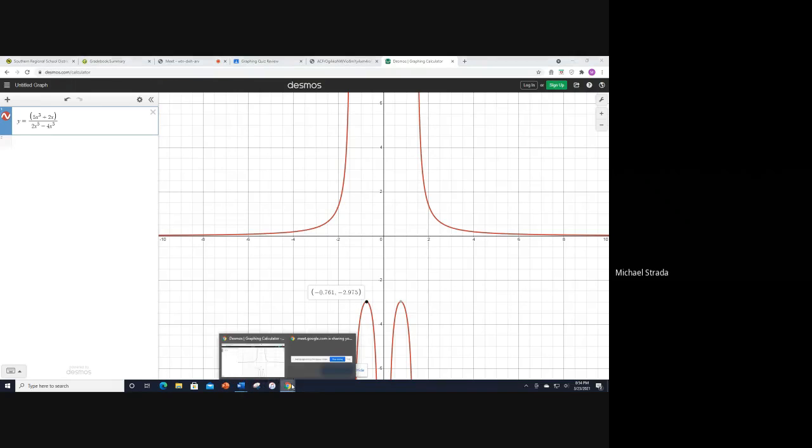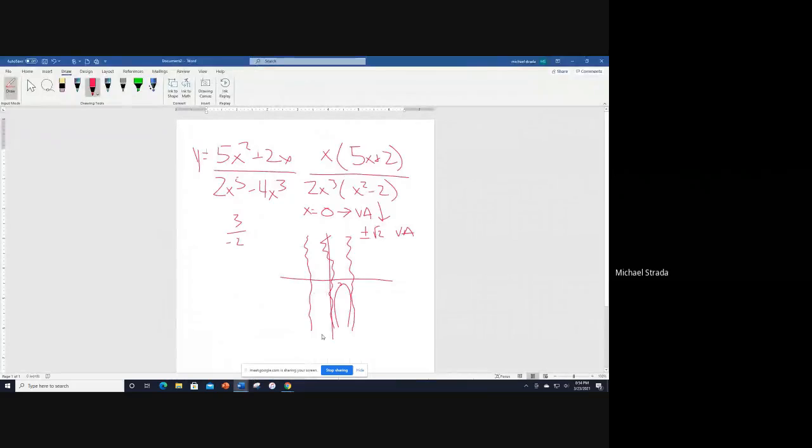Let me go back to the graph and analyze. So negative 1, 5x cubed plus 2x. Negative 1 cubed is negative 5. Negative 5 plus 2 would be negative 7. And then 2x to the 5th would be negative 2. Negative plus 4 would be positive. Okay, so negative 3/2, which puts it there. Maybe out here I plug in 2. That would give me 20 plus 4, which is 24, over 64 minus 32, which is 32. 24 over 32 puts me up here. That's why that graph, I believe, would be up there.